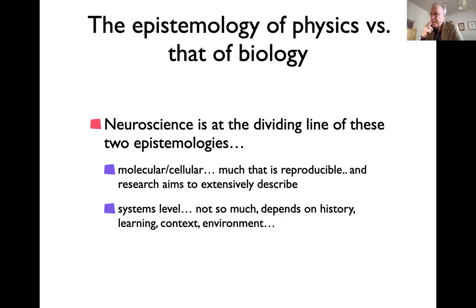Now, neuroscience is inherently conflicted about that. I always argue it is the dividing line between these two types of understanding. So as I was hinting, at the molecular and cellular level, the biological tradition is effective because there are reproducible patterns there. At the systems level, not so much, because the system level is actually connected to behavior, and behavior depends on history. There's learning, there's context, environment plays a role, and so on. It becomes much less reproducible.